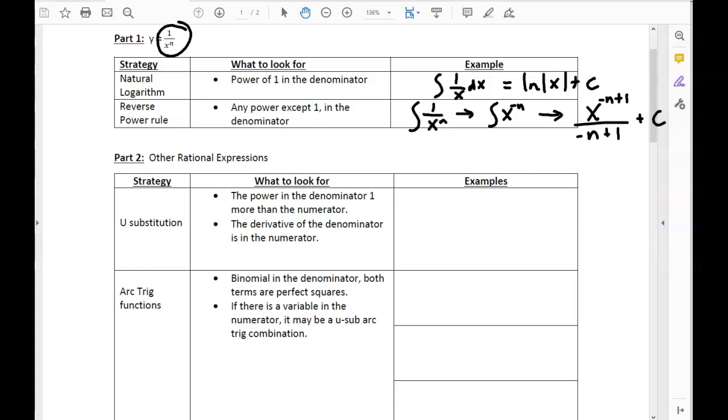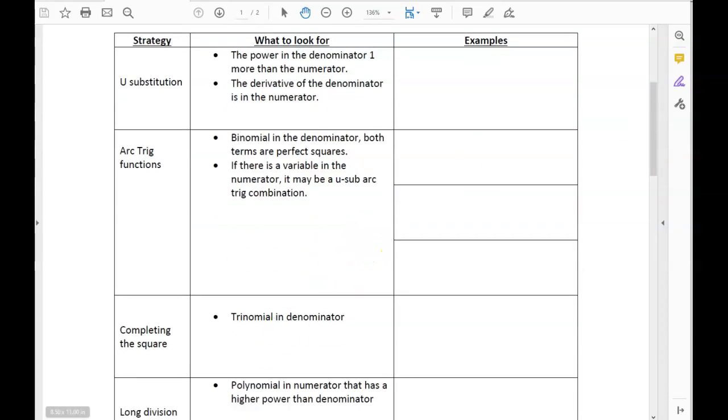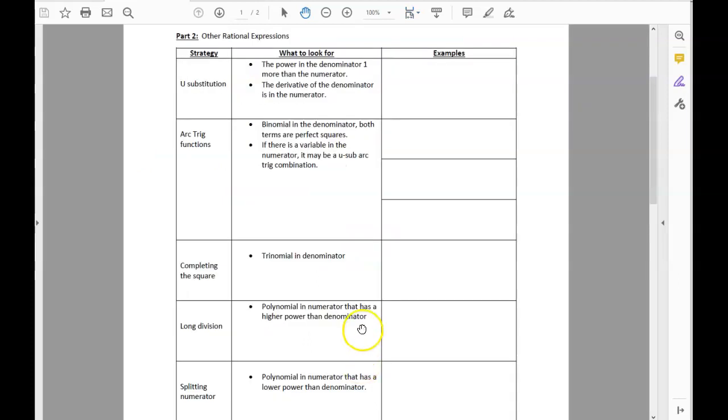Now, other things, rational expressions. So anytime you have like a polynomial over a polynomial, there's a lot of different situations and different integration strategies for each one, and that's what part 2 here really helps us to flesh out a little bit. Okay, so U substitution is going to pop up in quite a few of these, but basically how the U substitution is going to work is anytime the power of your U is 1 more than what's ever in the numerator, then that's probably going to be just a U substitution problem.